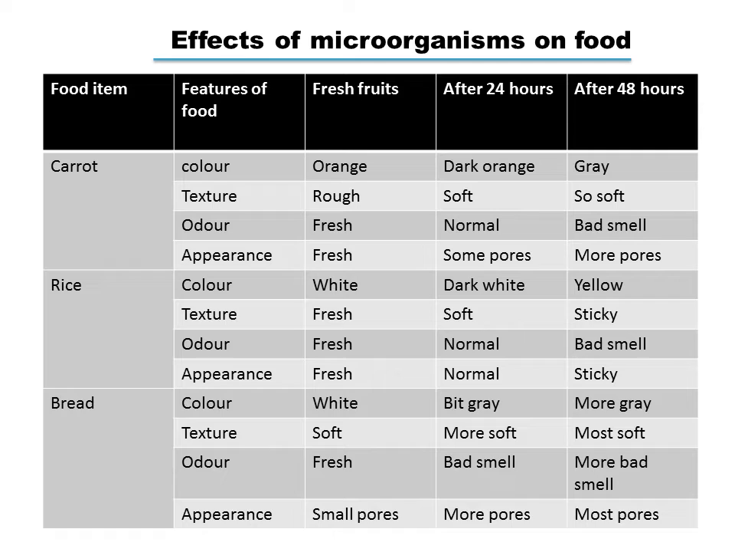look. And bread. Fresh food color is white, texture is soft, odor is fresh, appearance is small pores. After 24 hours, bread turns a bit grey, texture is more soft, odor is a bad smell, appearance is more pores. After 48 hours, bread turns more grey, texture is more soft, odor is a more bad smell and appearance is most pores.